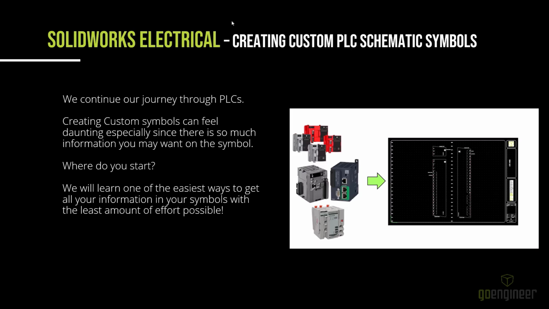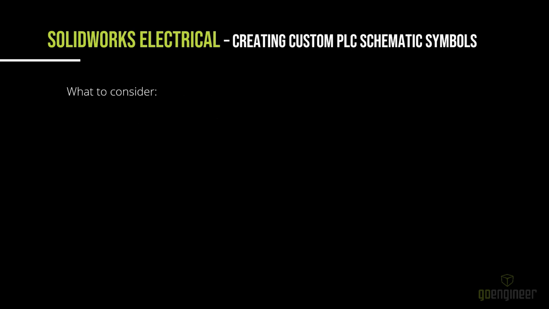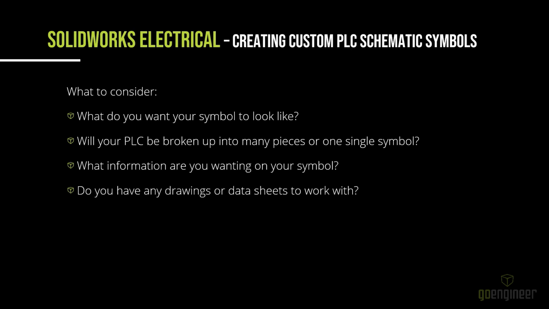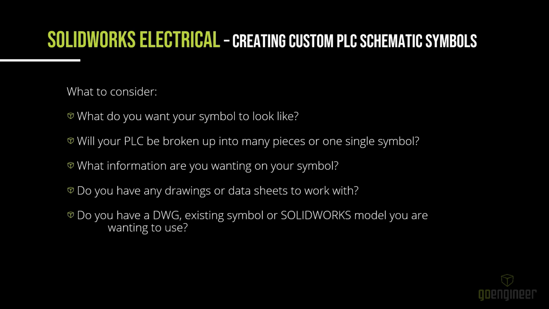So I want to show you some of the easiest ways to get that information from your devices, from your data sheets, from your 3D models into your schematics. So the first thing, what do we need to consider? We need to identify what our symbol is going to look like. Is your PLC going to be broken up into multiple symbols? What kind of information are you looking for on that symbol? Do you have any drawings or data sheets to work with? And lastly, do you have a DWG or an existing symbol or even a SOLIDWORKS model or maybe even just a 3D model that you're wanting to use?